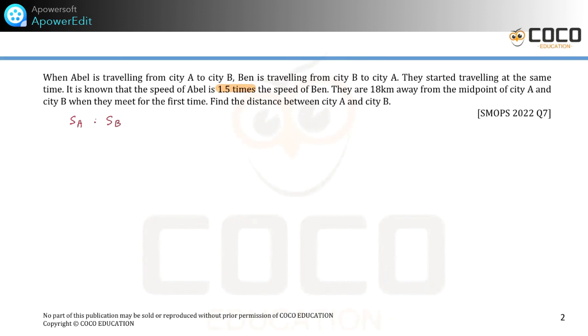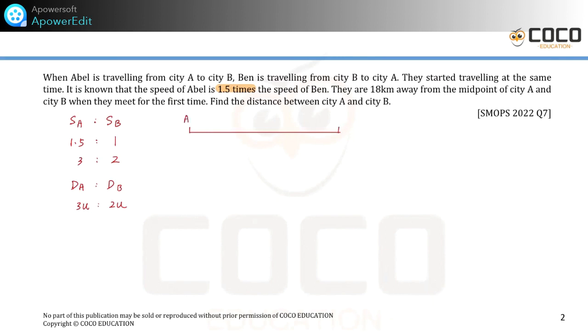From here, we can see that speed ratio is 1.5:1. So simplest ratio is 3:2. Since they travel the same amount of time, distance is in the same ratio. Distance ratio is 3:2. Let's say 3U and 2U. So we draw a diagram.